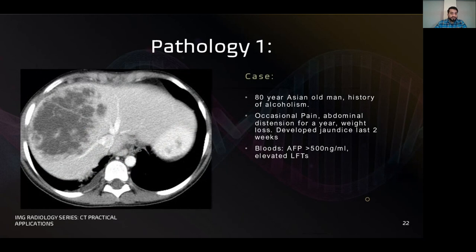So we've got a small case here. I know it's pretty obvious, but we can go through what we see essentially. You've got an 80-year-old Asian man. He has a history of alcoholism, and he's had occasional pain and abdominal distension for about a year or so. He doesn't understand why his belly keeps getting bigger. He's having some weight loss as well, and in the last 2 weeks, he's developed jaundice.